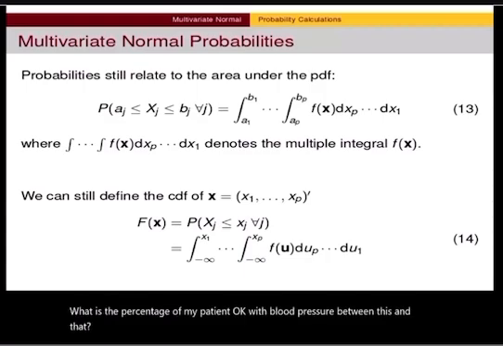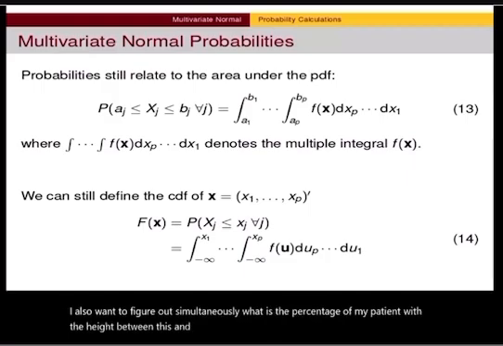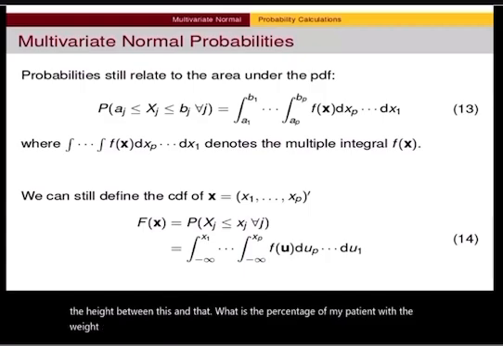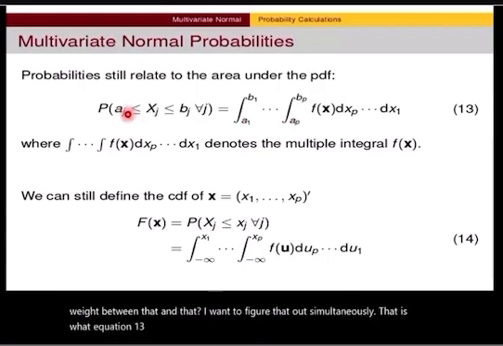I also want to figure out simultaneously the percentage of my patients with height between this and that. What is the percentage of my patients with weight between that and that. I want to figure that out simultaneously. That is what equation 13 is talking about.